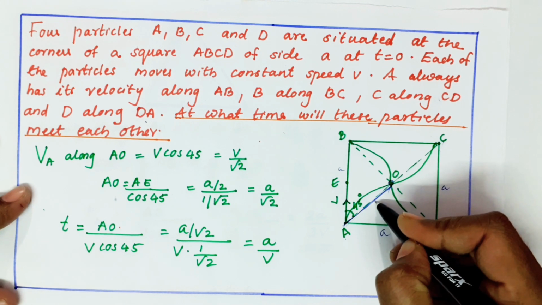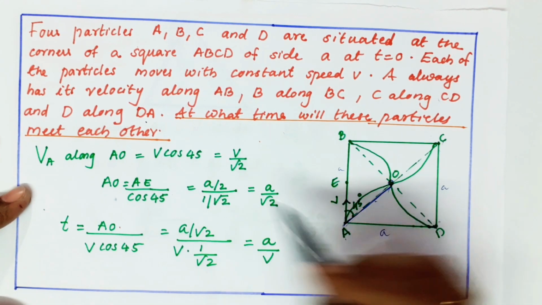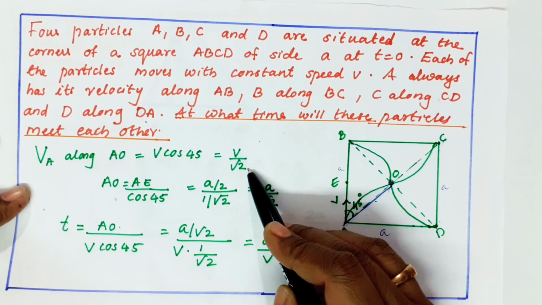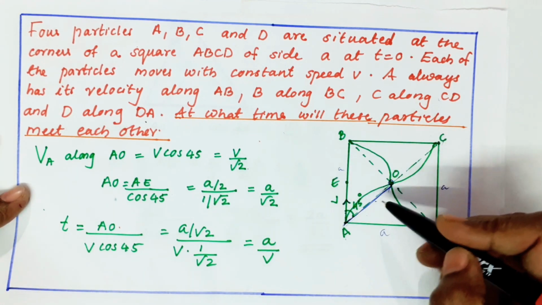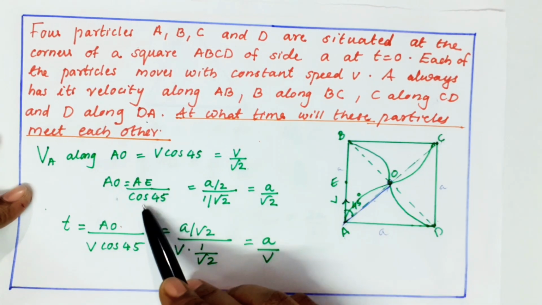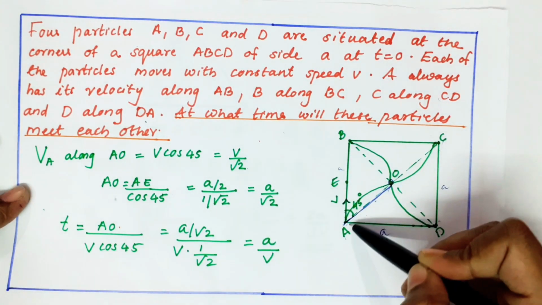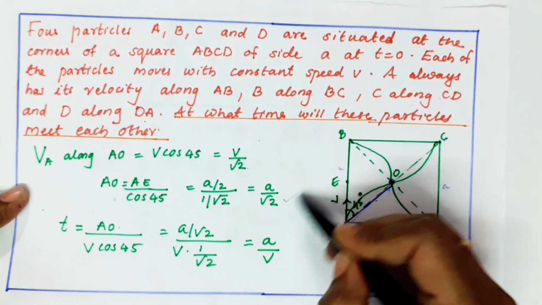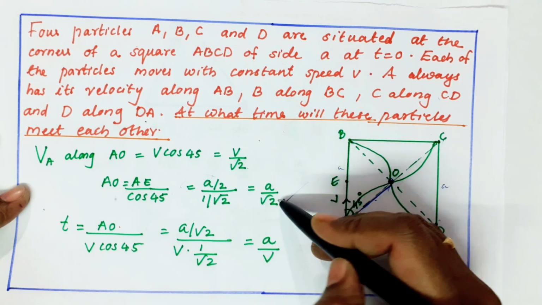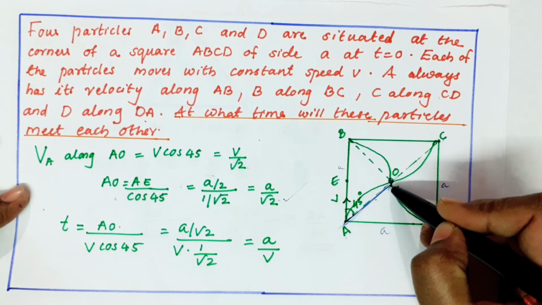So this is its cos component. We can write V cos 45, as it is a square, that is V by root 2. Next, if you want AO, you can do it in symbol form also. I did in this form, but you know it is nothing but half of the diagonal of a square, that is A by root 2. If you know it directly, no need of doing this step. You can directly write this distance, A by root 2.